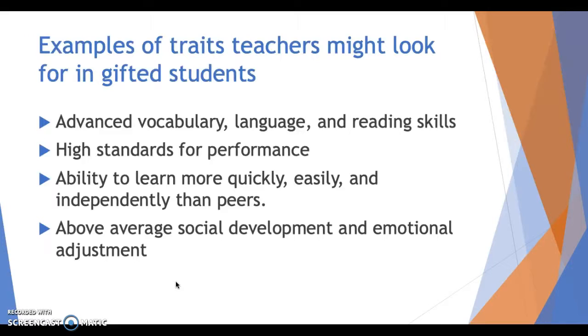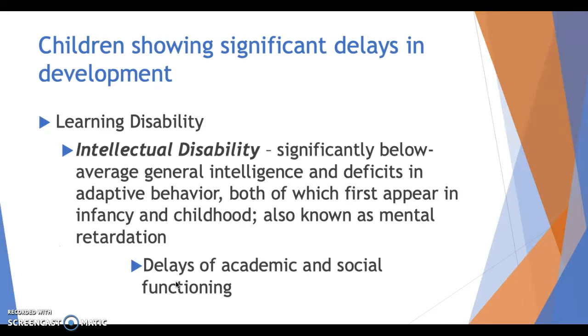Where some children show advanced development, others show delays in development, which can lead learners to develop a learning disability. This contrasts with a general intellectual disability, in which children show significant delays in development. Intellectual disability is significantly below average general intelligence and deficits in adaptive behavior, both of which appear in infancy or childhood, also known as mental retardation. There are delays in academic and social functioning.